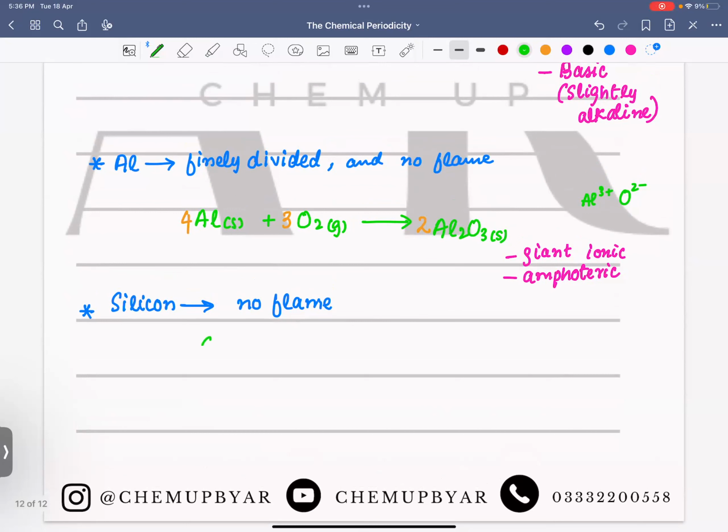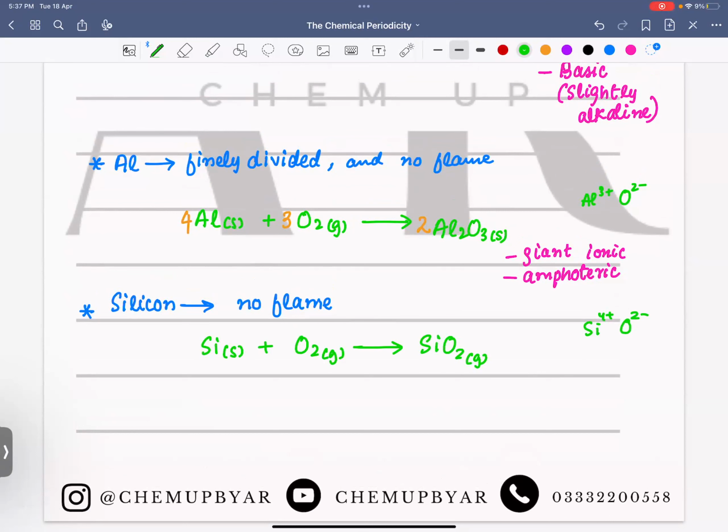So the equation would be silicon solid reacting with the oxygen gas, forming silicon dioxide, SiO2. It is because Si is in group 4, so 4 positive, and oxygen is 2 negative. So we would get this structure.